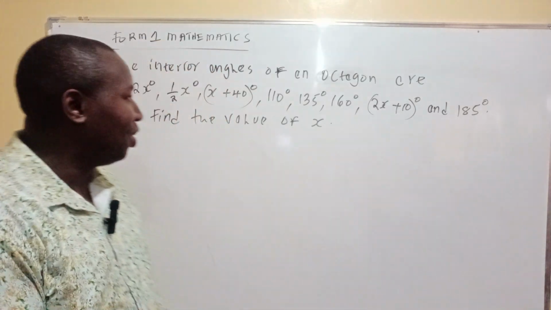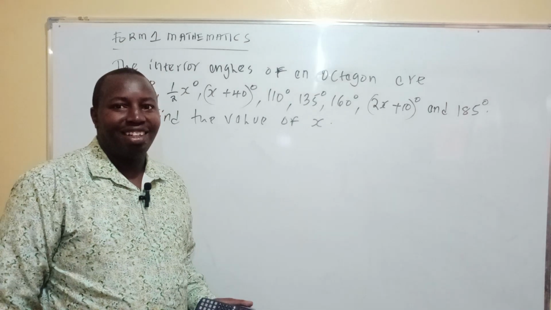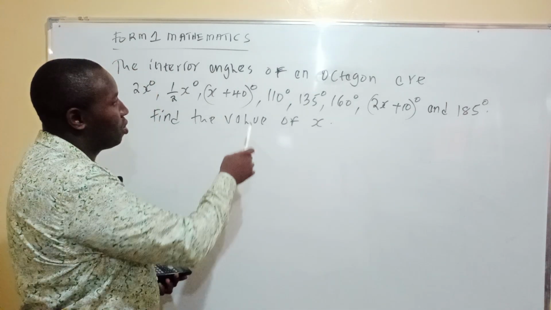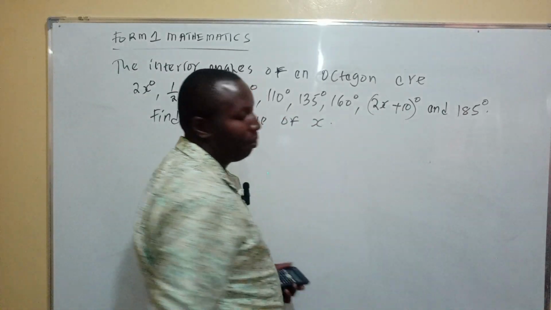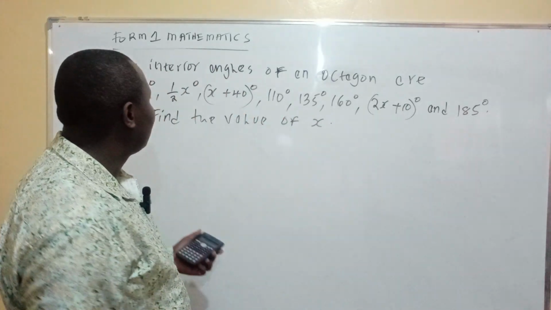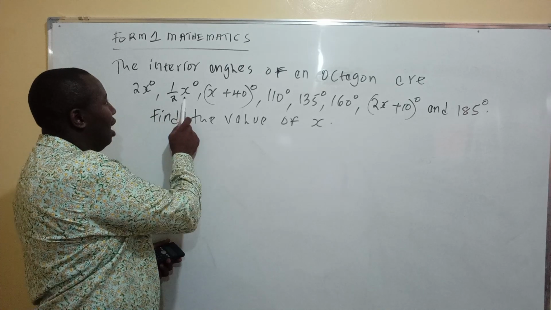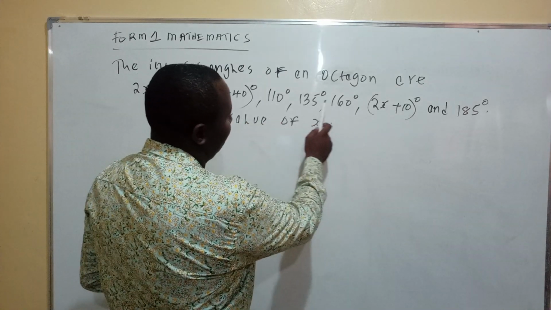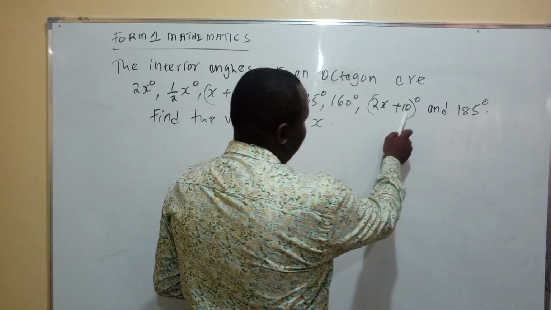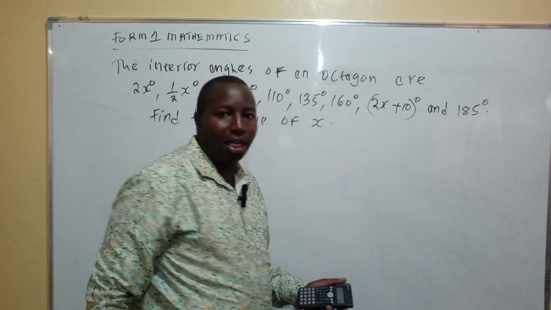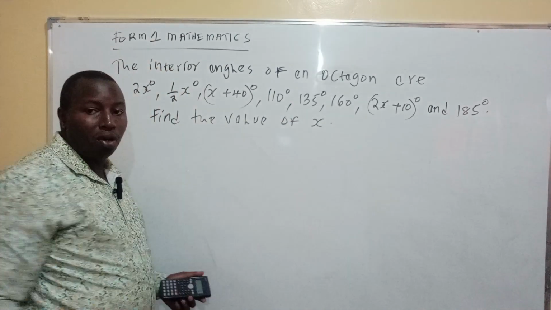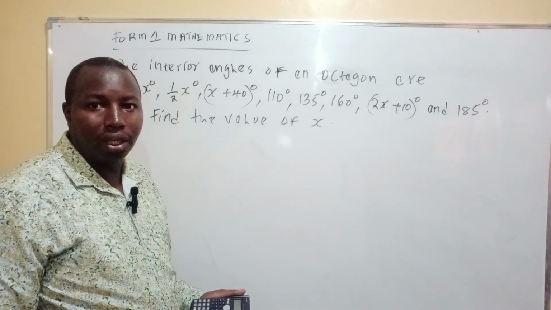And the question is on our board here. The interior angles of an octagon are 2x, half x, x plus 40, 110, 135, 160, 2x plus 10 degrees, and 185. So find the value of x.